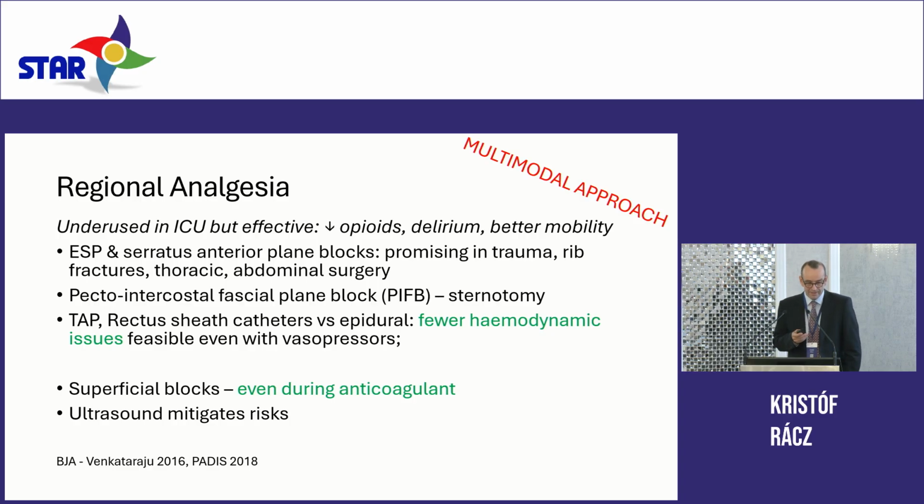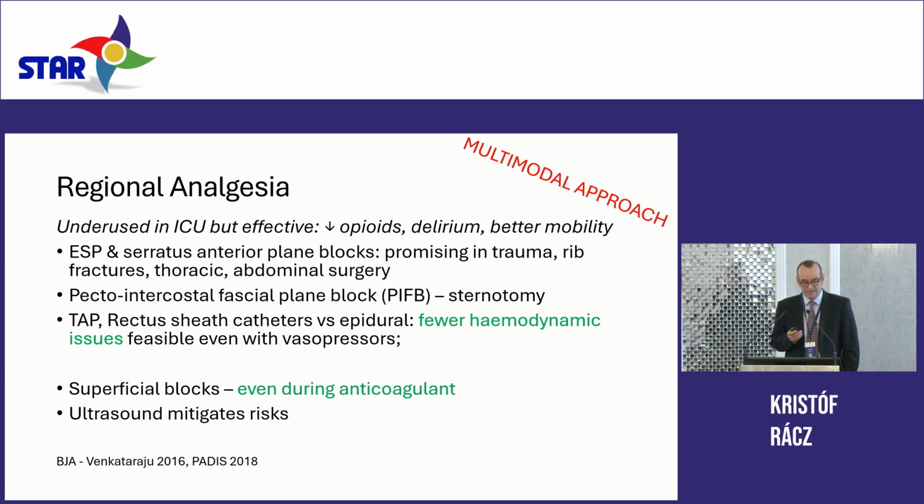The other thing, apart from pharmacological interventions, is regional anesthesia. It is really underutilized in the ICU, but it can provide really excellent pain relief and reduce the opioid use, the delirium, and hence it can provide better mobility for these patients.